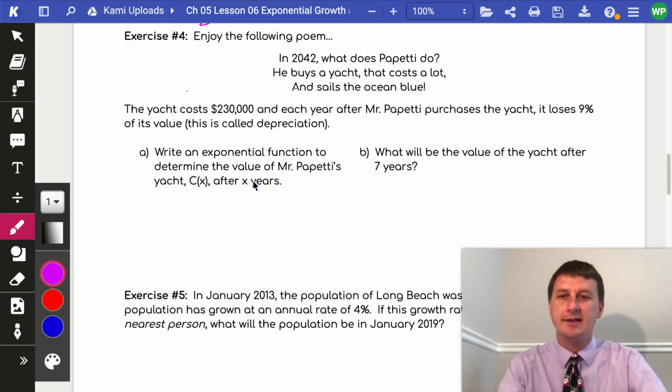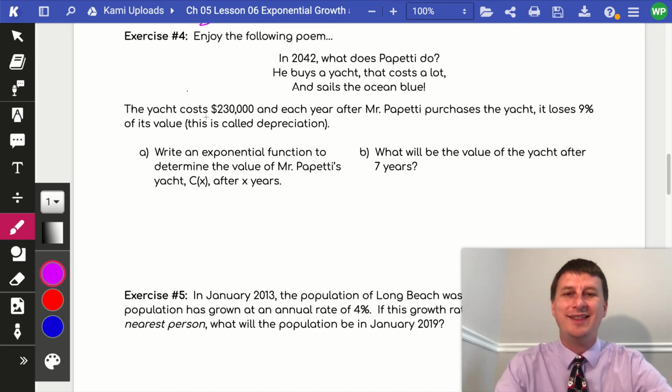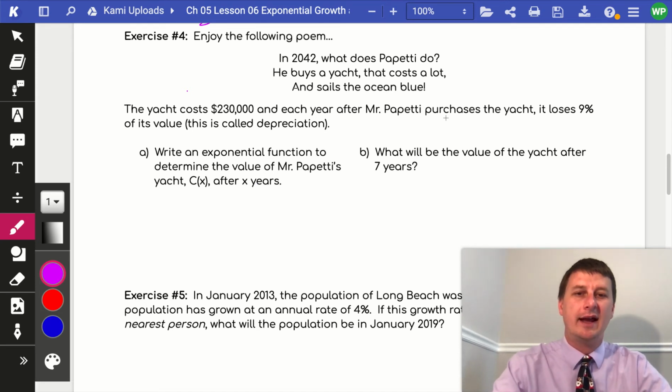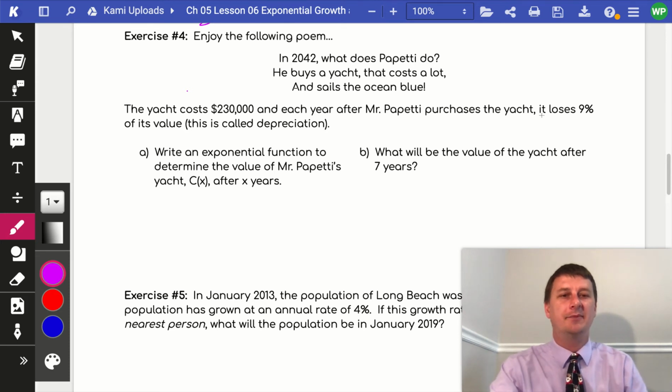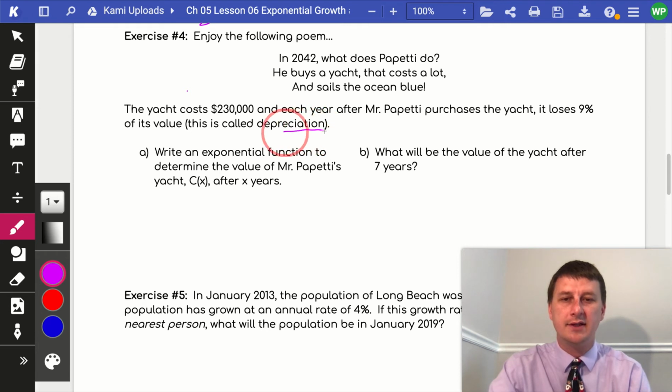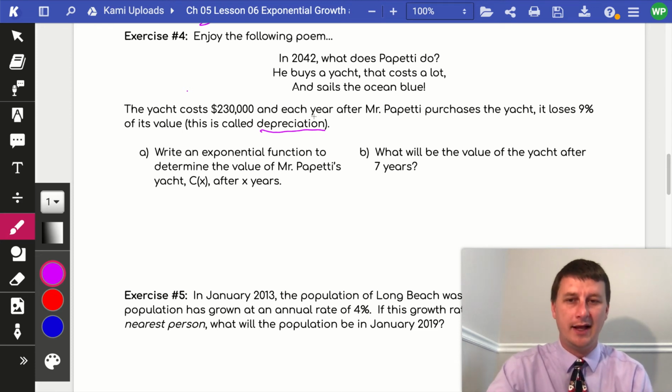So, yes, Papetti, that's me, buys this yacht that costs $230,000, and each year after Mr. Papetti purchases the yacht, it loses 9% of its value. And this fancy word for when it loses value is called depreciation. So you might see the word depreciation, and that means we're losing value.